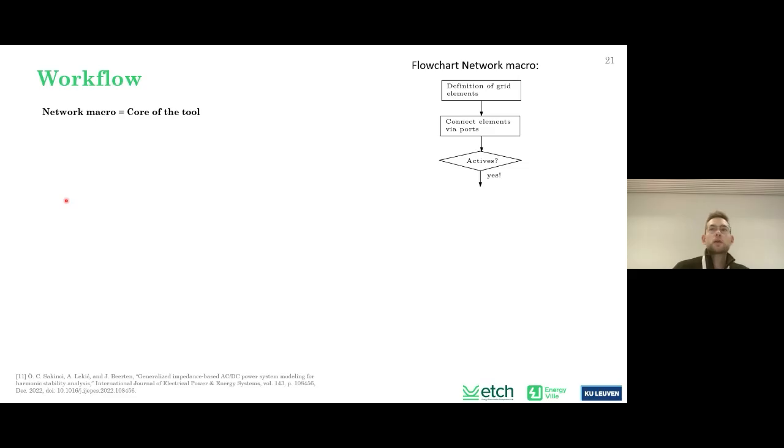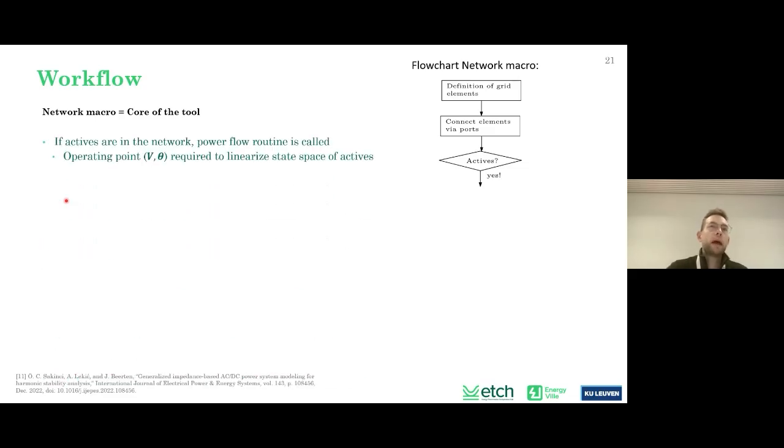Then the code checks whether we have active elements in the code or not. If we don't have active elements in the code, we can take a shortcut. If we have active elements in the code, we need to obtain the steady state solution for our nonlinear state space, and then we have to linearize our state space to get the frequency domain representation.